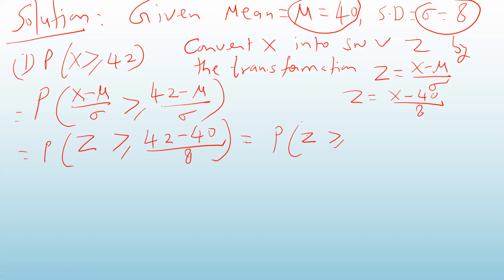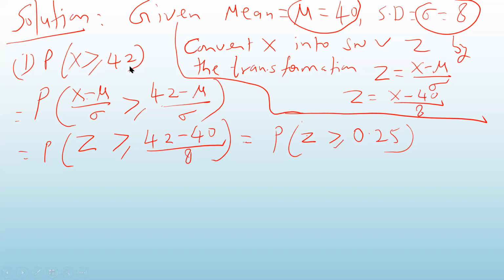So 2 upon 8 will give you 0.25. Okay. So what we have done, in all our problems, we are going to convert x into z by this transformation. So finding the probability of x greater than or equal to 42 is the same as finding the probability of z greater than or equal to 0.25.